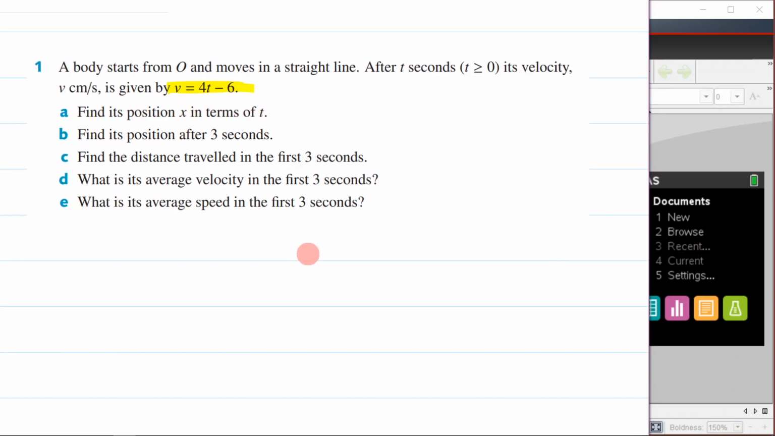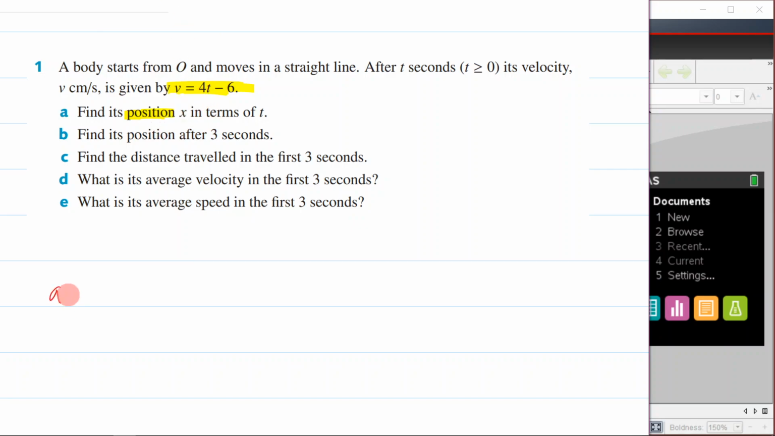So notice how they've started off by giving us the velocity, not by giving us the equation for the position of the particle as they did in exercise 8F. So what they want us to do here is to work backwards. They've given us the velocity and they want us to find the position x in terms of t. They want us to find that position equation. So how are we going to do that? Well, to go from this to our position equation, we're going to have to integrate.